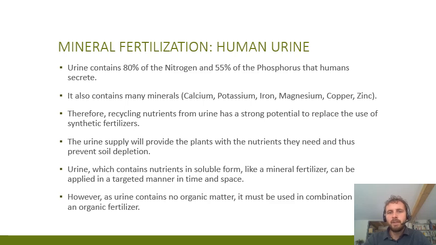So this is just to say that 80% of the nitrogen and 50% of the phosphorus that humans secrete is found in the urine. It also contains a lot of minerals like calcium, potassium, iron, magnesium, copper, zinc. So if you can recycle these nutrients, you will have a strong potential to replace a synthetic fertilizer and to have a good source of nutrients for your crops. And because you will get the nutrients in a soluble form, you will have the nutrients ready to be used like a mineral fertilizer.